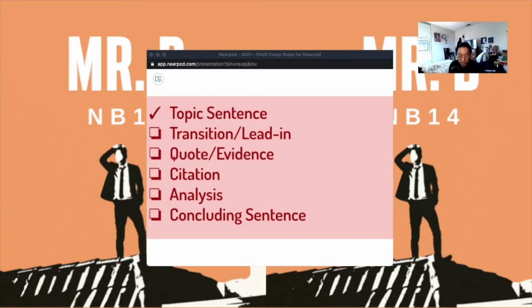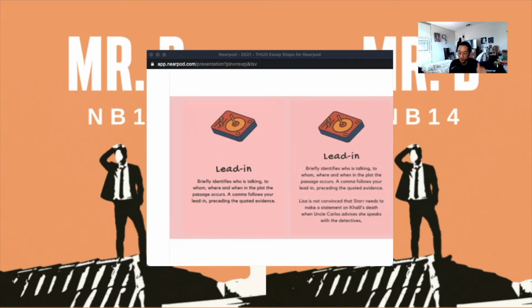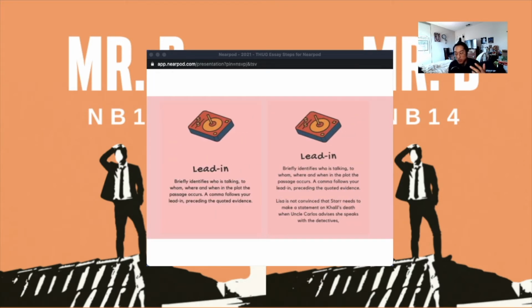All right, so that was the topic sentence. We're going to go through the rest of this checklist as we move along. Lead-ins. So what are lead-ins? Lead-ins briefly identify who is talking to whom, where and when in the plot the passage occurs. And for MLA formatting, a comma follows the lead-in, preceding the quoted evidence. So I'll show you in just a moment.